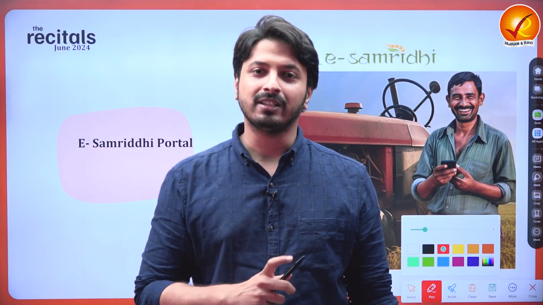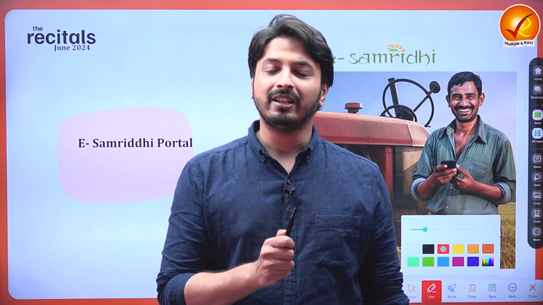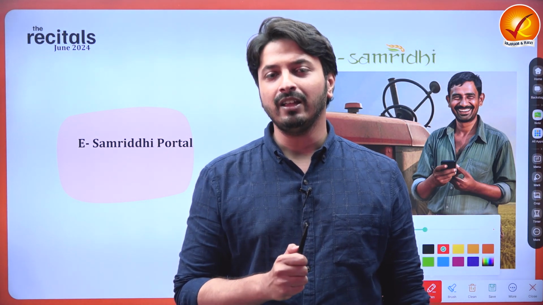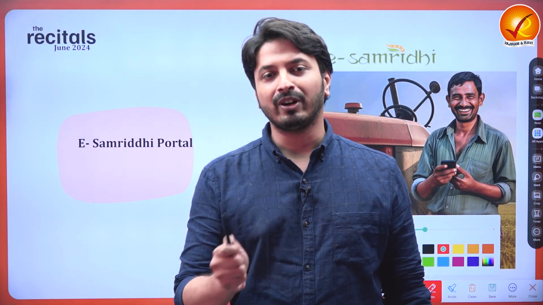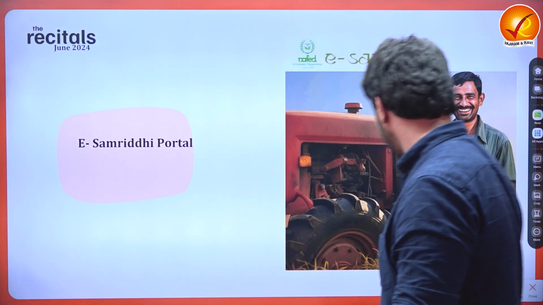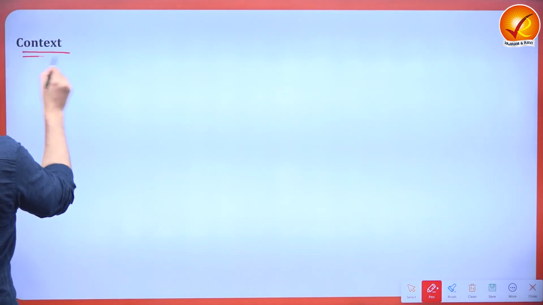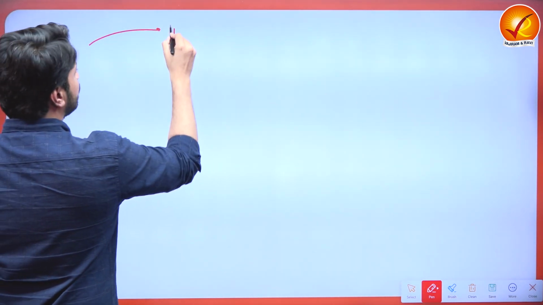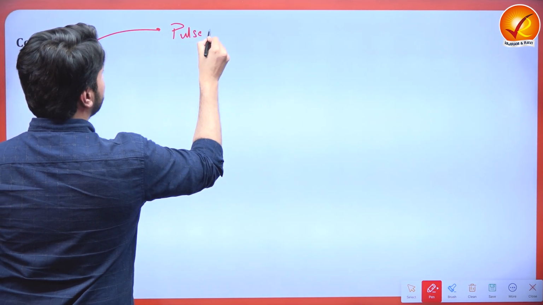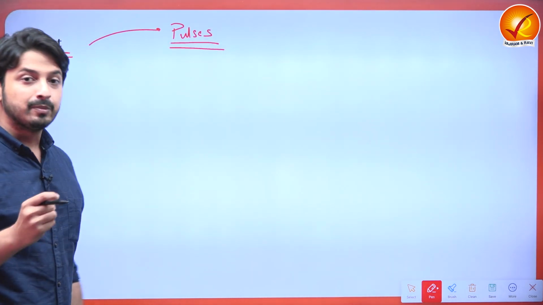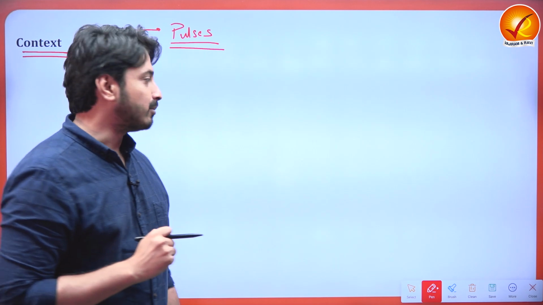Now let us try to understand how the government is trying to help the farmers of our country with respect to the procurement of pulses by various agencies. So the first point that we need to discuss is the context, that is why the government is more bothered about the pulses and the subsequent procurement of these pulses from the farmers.